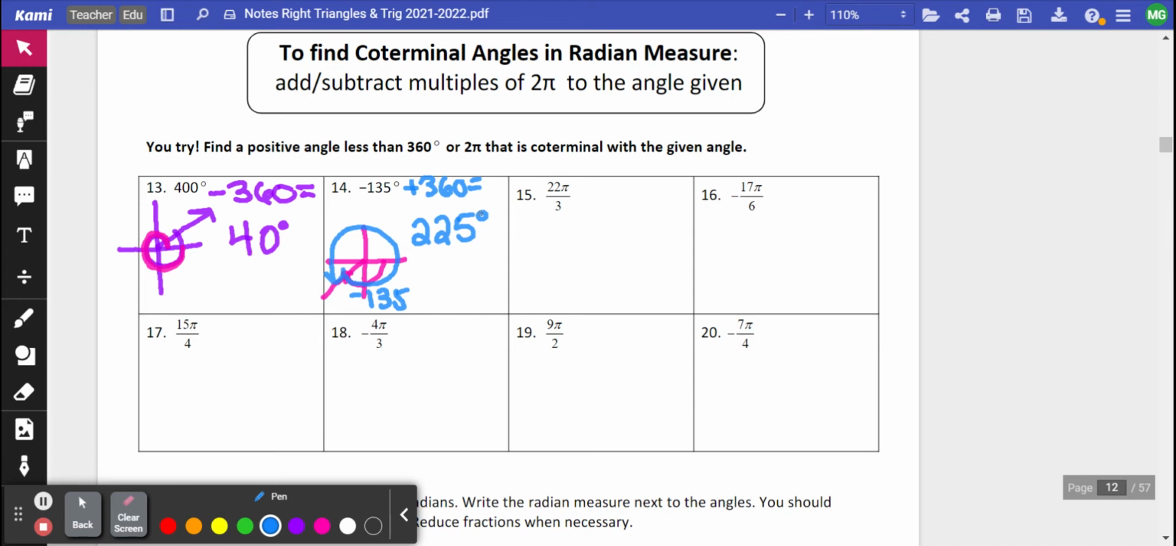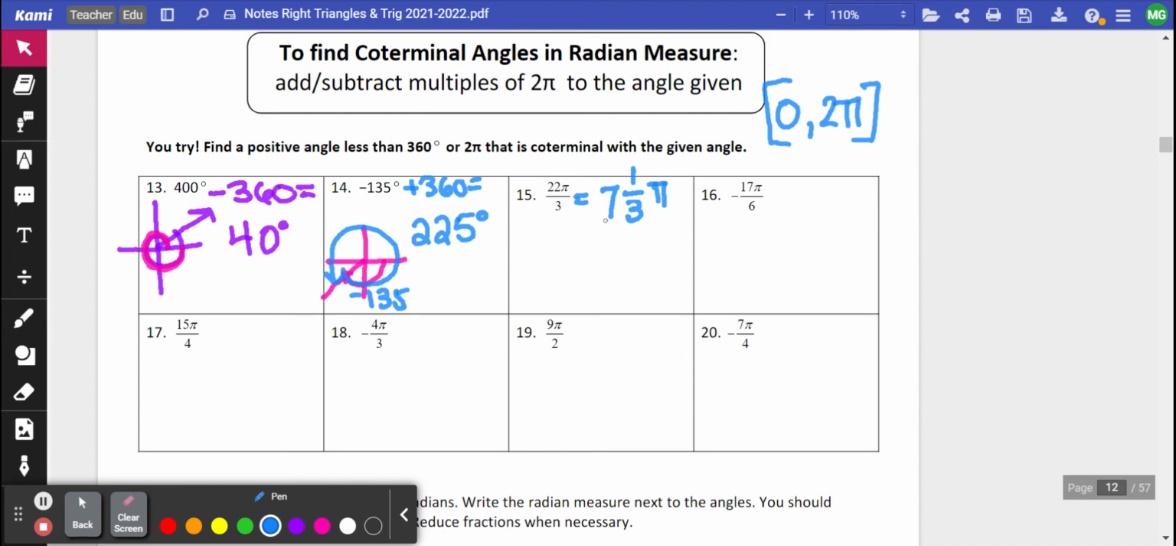All right, so let's take a look at this next one. And 22 pi over 3, what is that? We actually want to convert that into a mixed number. So we know 3 goes into 22 7 times with 1 left over. So 7 1/3 pi. So if you think about it, if we take away 2 pi, that's still not going to get us to an angle that's coterminal. And remember, we're looking for an angle that's coterminal that's going to be between 0 and 2 pi. Okay? In other words, one full rotation in the positive direction.